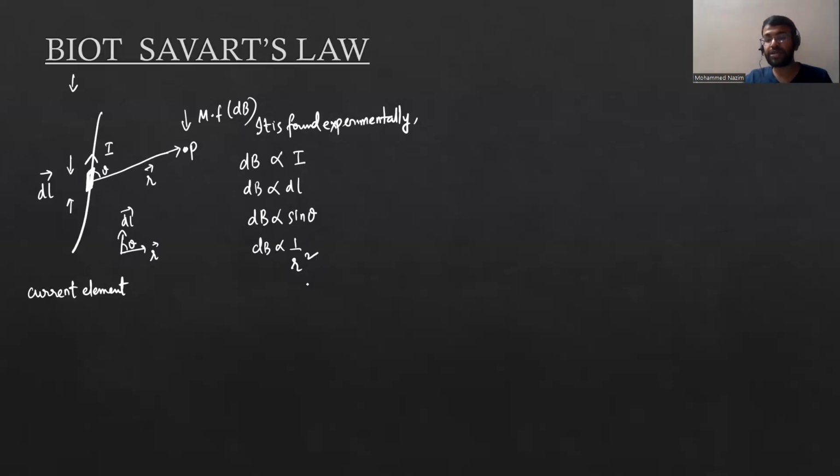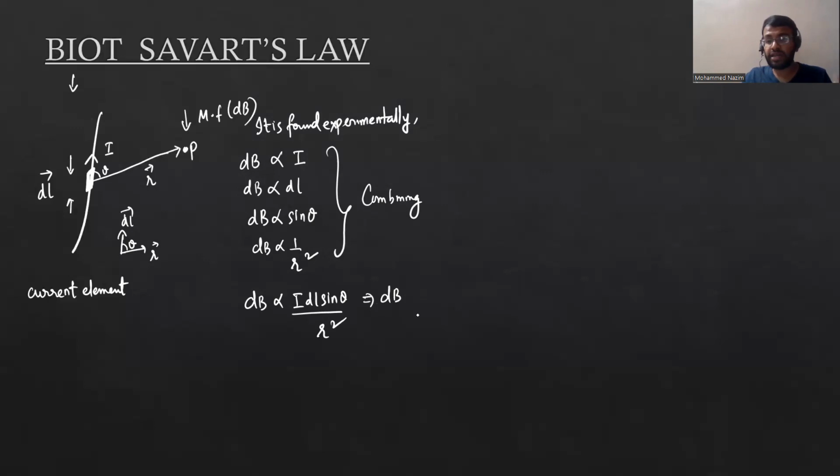Coulomb's law obeys the inverse square law. Same thing, this Biot-Savart law for the magnetic field also obeys the inverse square law. As you increase the distance, the magnetic field is going to decrease. Now, combining all these things, we get dB is proportional to I dl sine theta divided by r squared. And if I remove the proportionality sign, I introduce a constant.